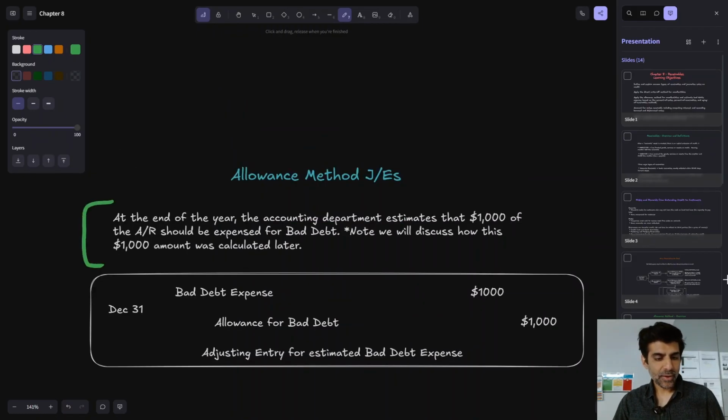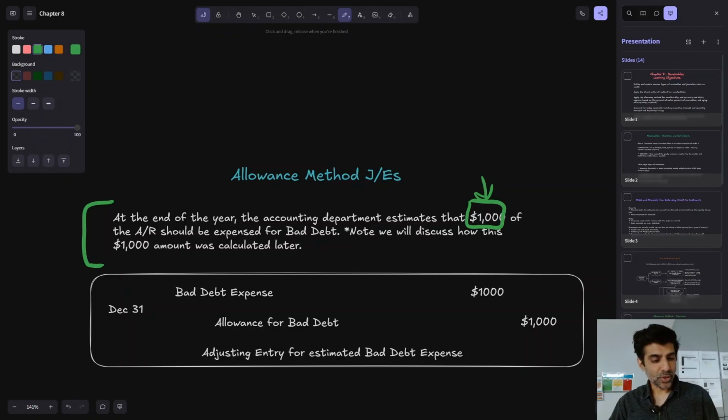At the end of the year, our accounting department estimates that $1,000 of accounts receivable should be expensed as bad debt. And again, how this $1,000 came about, we're going to talk about. There are those three methods, right? But for now, just assume that this $1,000 is there.